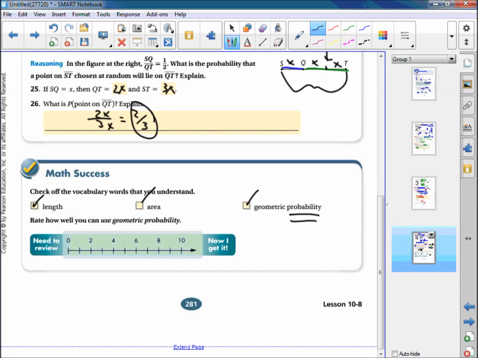So how well can you use geometric probability? If you're not in here, you probably want to go back and rewatch the video. I'll see you in class next time to do some practice, and then we'll get ready for our test.